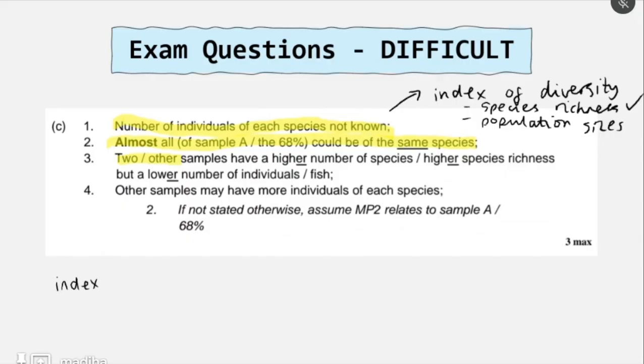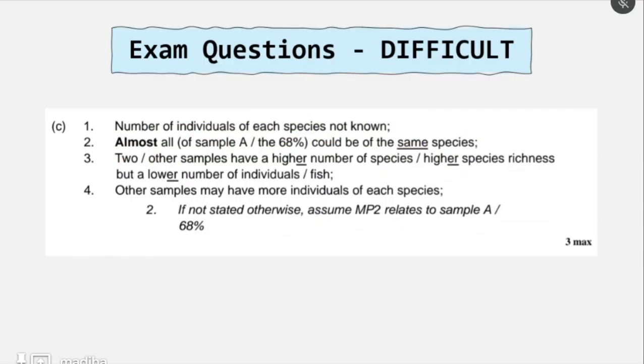Index of diversity is the richness on the top and the number of species. It's not really in the equation, but it's something that you should just know. Let me rub this out. It's not just about the species richness, but it's also about how many of each species there are.